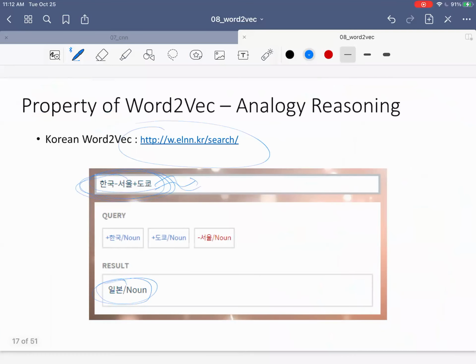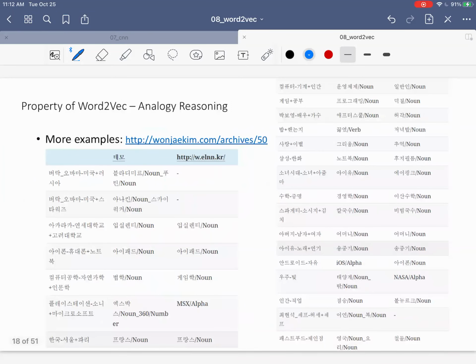So when you have 한국 minus 서울 plus Tokyo, then you will get a vector, and that vector happens to be the closest to the 일본 vector in terms of Euclidean distance, or cosine similarity for that matter. All right, some more examples here. These are pretty fun examples to look at.